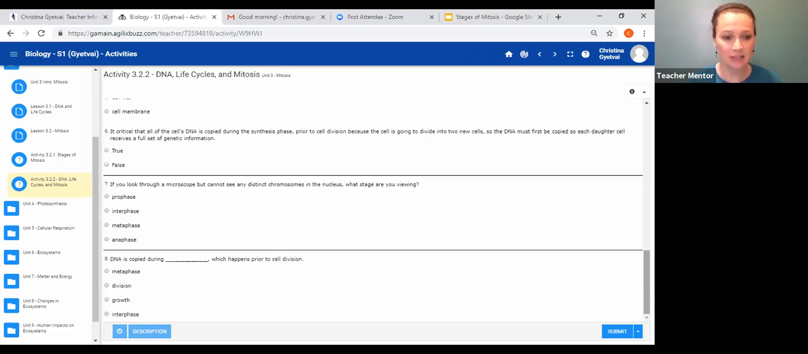All right, number 8, DNA is copied during blank, which happens prior to cell division. Metaphase, division, growth, interphase. Which one? Again, it's going to be interphase, that resting phase of the cell.